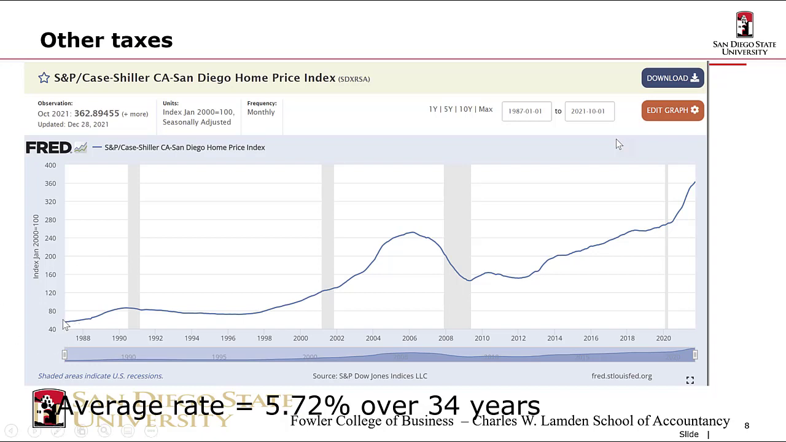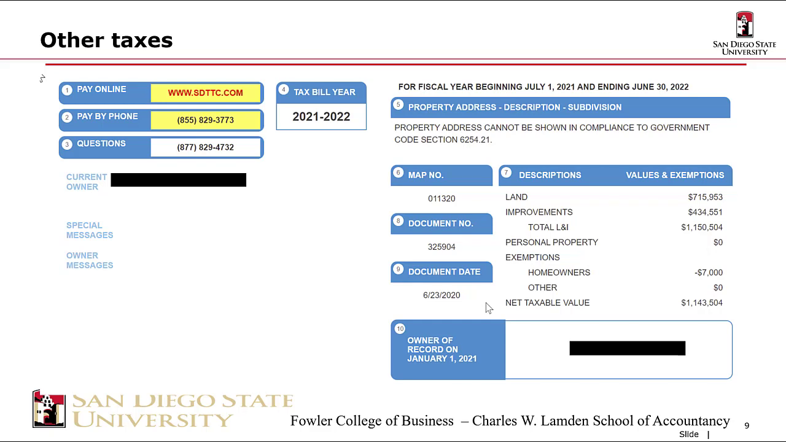But just so you know, since the Case-Shiller Index has existed, and this is Case-Shiller on San Diego itself, the San Diego metropolitan area, since 1987, the average increase in home values has been 5.72%. And if we're only compounding at a maximum of 2% under Prop 13, you can see that it's not going to be very long before actual values far outstrip assessed values, and that is in fact the case.